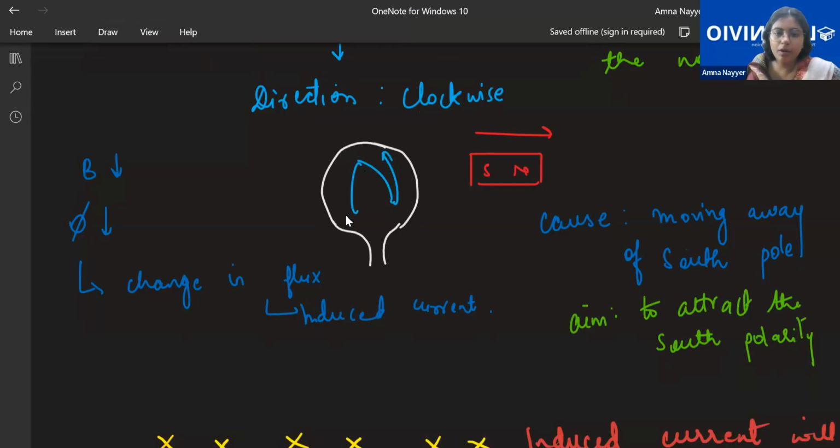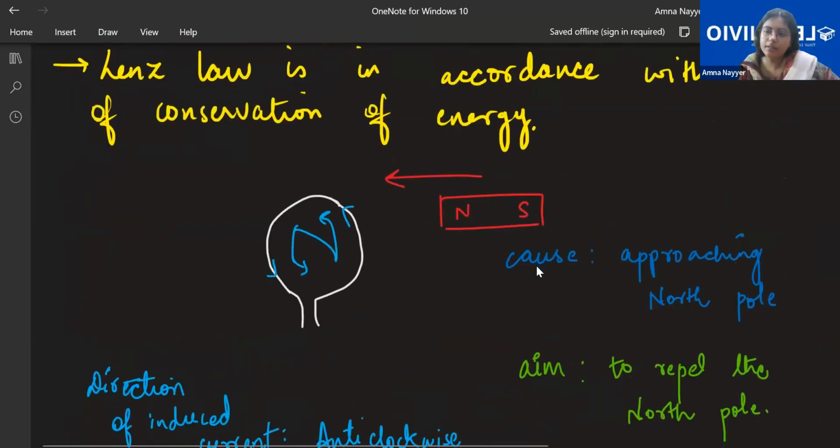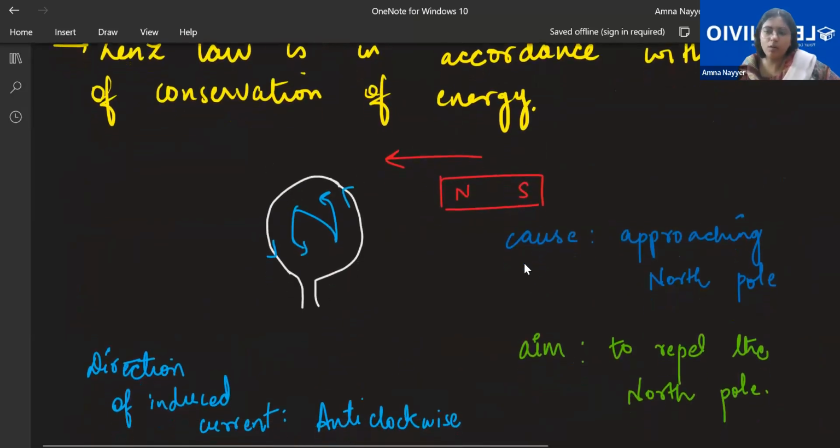North is there. Put the arrows. Make the arrows. So this is anti-clockwise. This is what is your Lenz law. Lots of cases we have seen. Have you understood this? Yes, ma'am. Please write it. If there's any doubt, please ask.